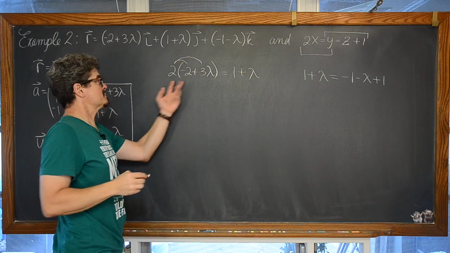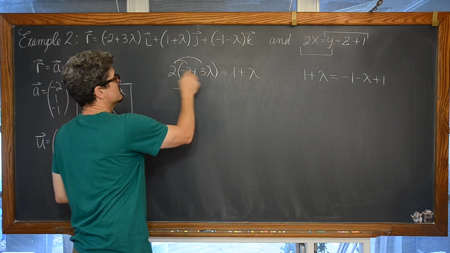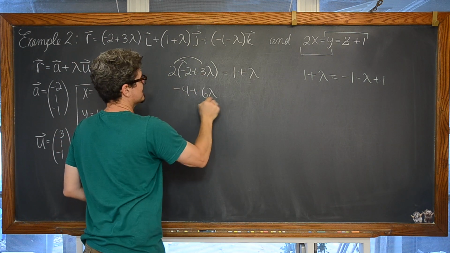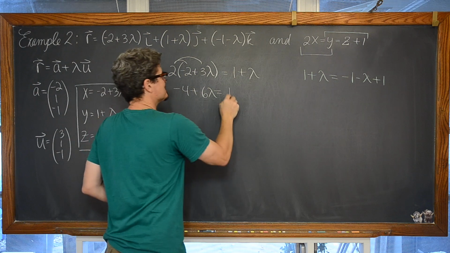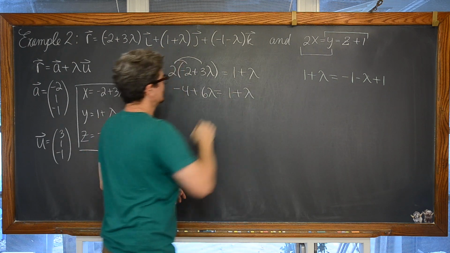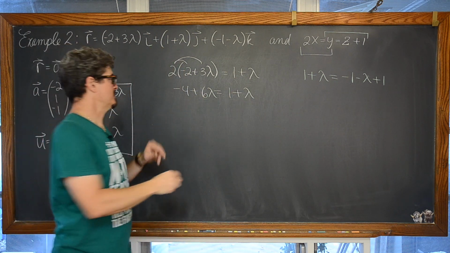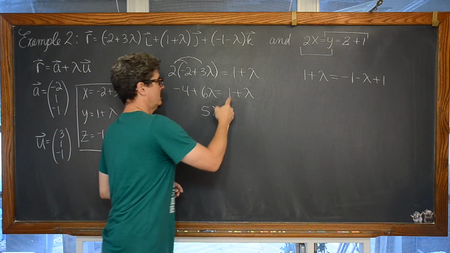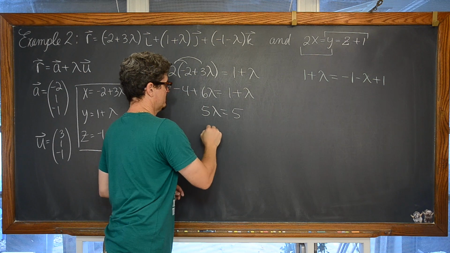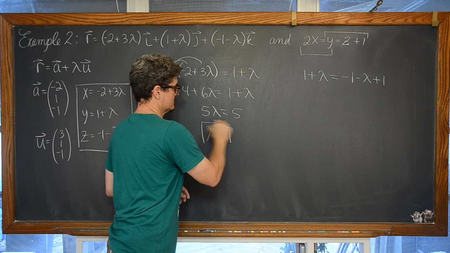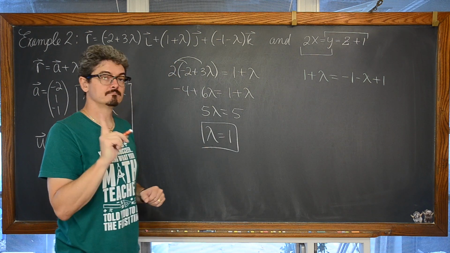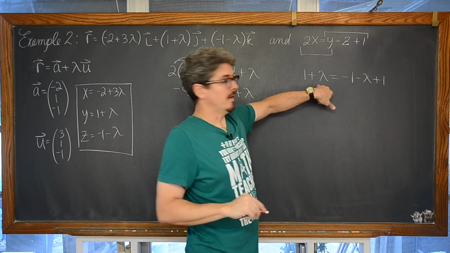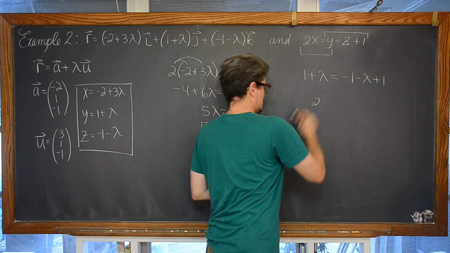So we have 2 times negative 2 is negative 4. 2 times 3 lambda is 6 lambda. Equals 1 plus lambda. We're going to subtract lambda from both sides, get 5 lambda. Add 4, and get 5 lambda equals 5, and divide by 5, and lambda is equal to 1. So far, so good. Except, over here, we're going to add lambda and get 2 lambda.